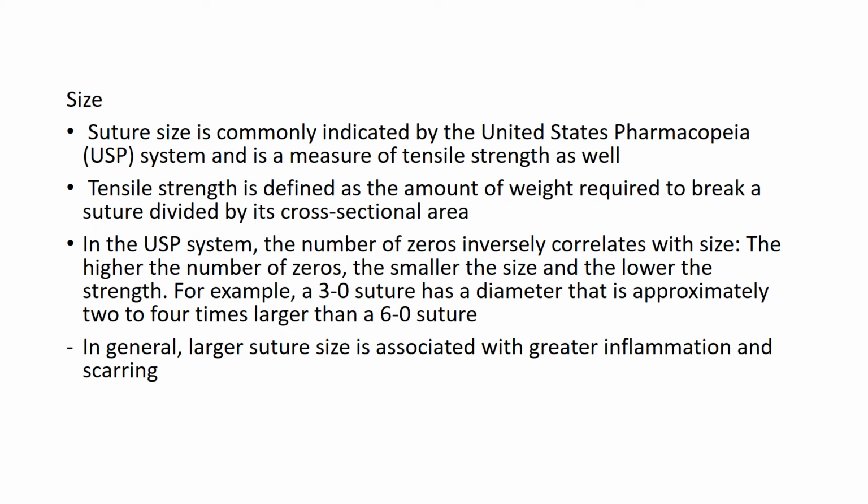Suture size is commonly indicated by the United States Pharmacopoeia (USP) system and is a measure of tensile strength. Tensile strength is defined as the amount of weight required to break a suture divided by its cross-sectional area. In the USP system, the number of zeros inversely correlates with the size, meaning the higher the number of zeros, the smaller the size and the lower the strength. For example, a 3-0 suture has a diameter that is approximately 2 to 4 times larger than a 6-0 suture. In general, larger suture size is associated with greater inflammation and scarring.